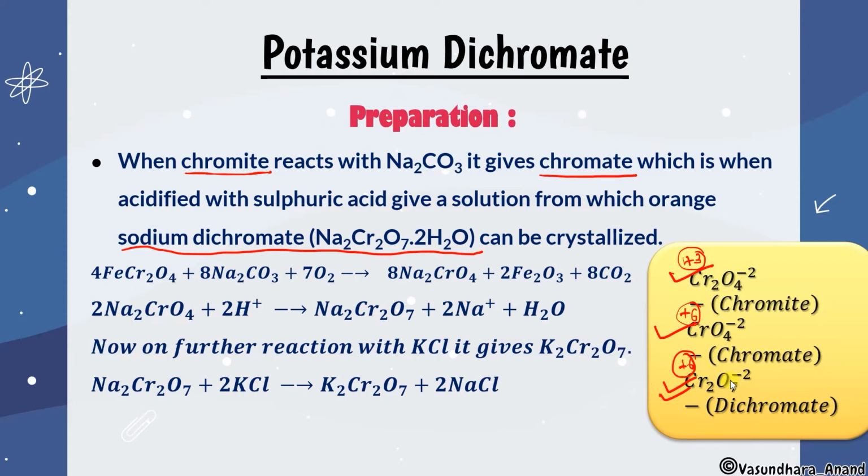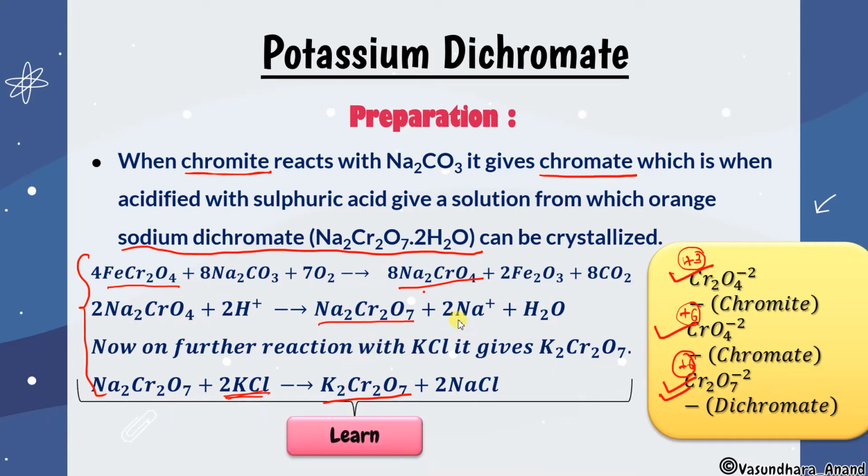So what will happen in the first step? These are the reactions that are to be learned. 4 FeCr2O4, iron chromite, first reacts with sodium carbonate in presence of oxygen. It will give you sodium chromate, along with the side products ferric oxide and carbon dioxide. Now this sodium chromate will go in acidic medium to give sodium dichromate. Got it? And this sodium dichromate, when it reacts with KCl, gives potassium dichromate. So these are the 3 equations that you have to learn.